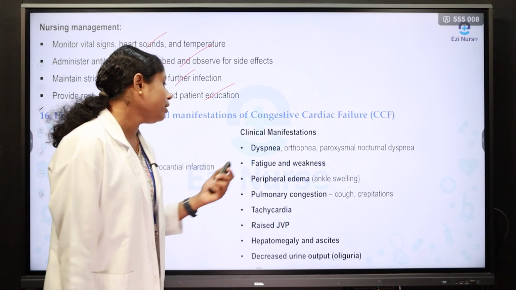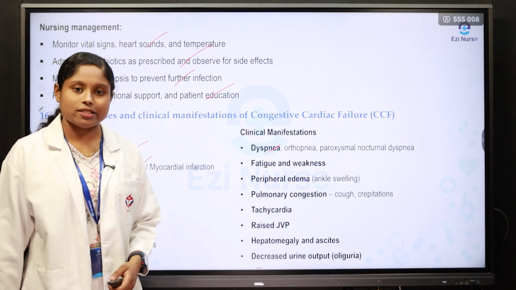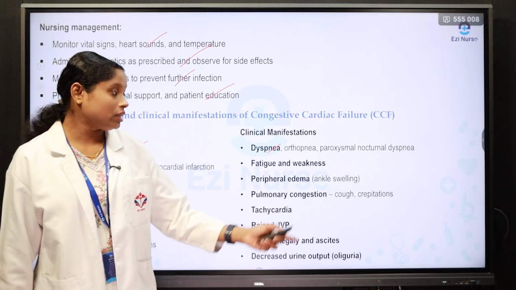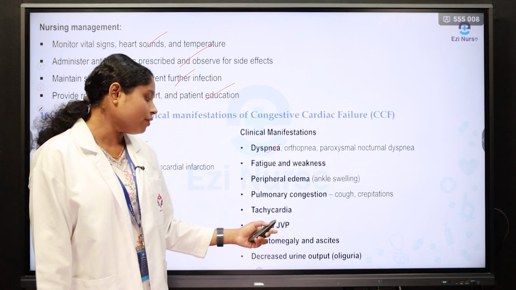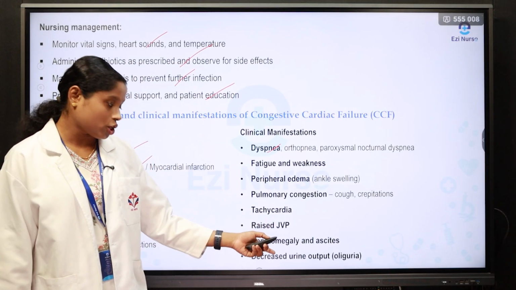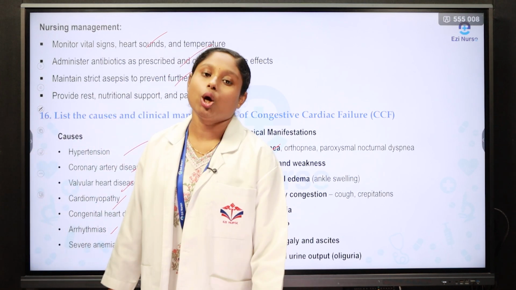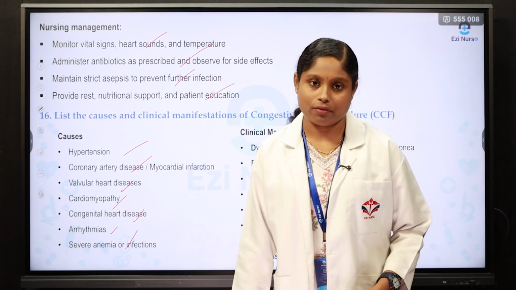So coming to the clinical manifestation: dyspnea, orthopnea, paroxysmal nocturnal dyspnea. Then fatigue and weakness, peripheral edema, pulmonary congestion like cough and crepitations, tachycardia, raised JVP, jugular venous pressure, then hepatomegaly and ascites, decreased urine output or oliguria. So these are the causes and clinical manifestation of CCF.